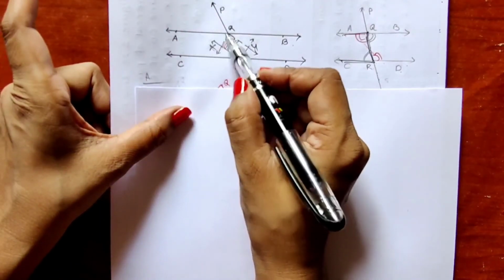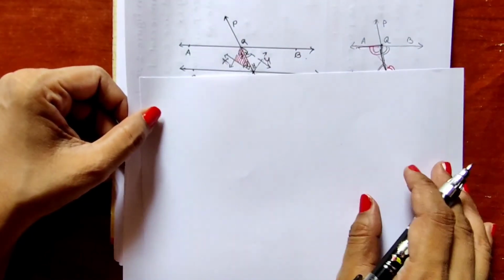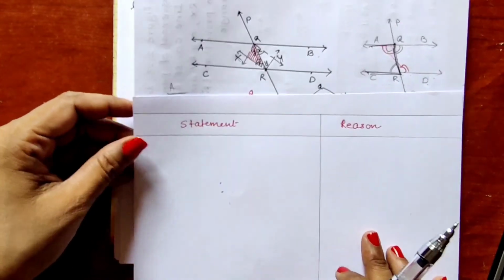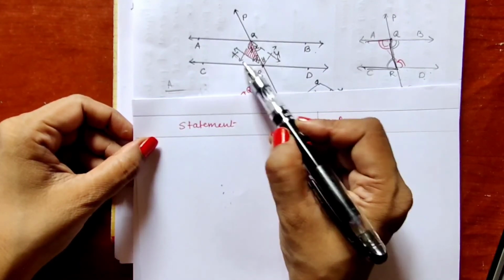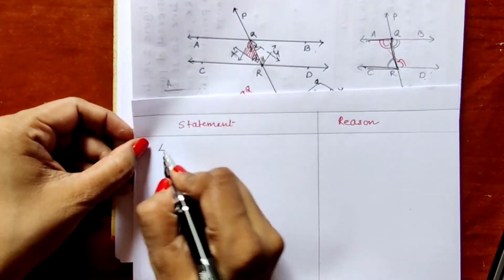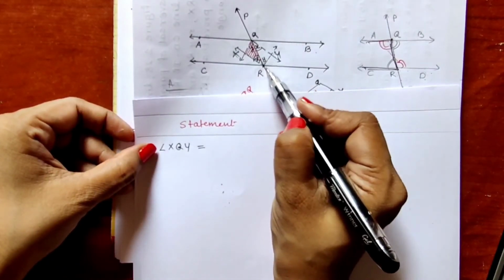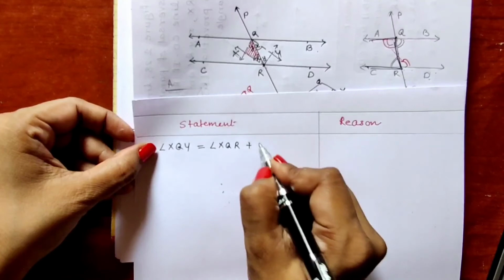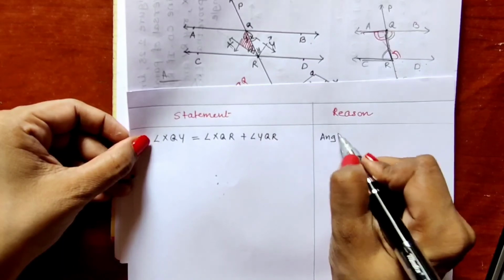This angle XQY is the continuation of this statement. This proof we will continue on next page. So this is the continuation of the proof on next page. If you observe this angle XQY, this angle is made up of these two small angles XQR and YQR. So this is the addition of angle XQR plus angle YQR. Angle addition property.